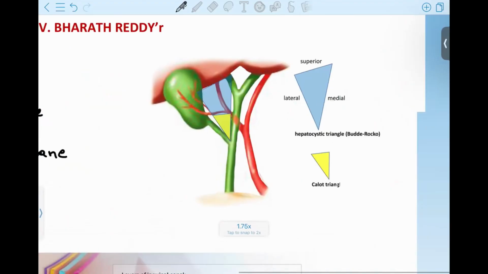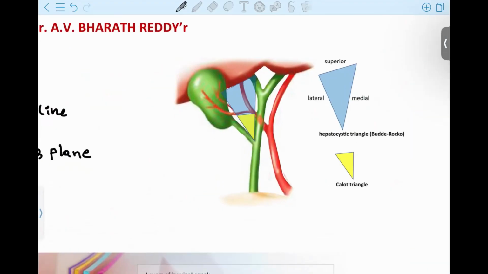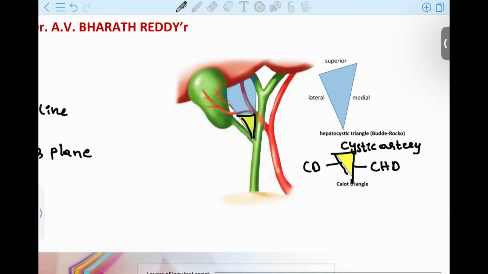And next one is your Calot's triangle, the hepatocystic triangle. Here you can see this is Calot's triangle. What are the borders of Calot's triangle, guys? The superior border is your cystic artery. Okay, superior border is the cystic artery. And next, on the medial side, that is the common hepatic duct. Okay, common hepatic duct. And on the lateral side, it is your cystic duct. This triangle, Calot's triangle, is most important for laparoscopic cholecystectomy or open cholecystectomy, which is why we are emphasizing its importance.